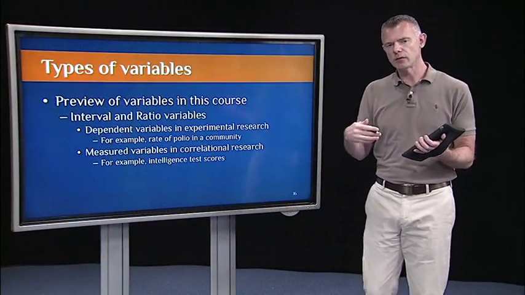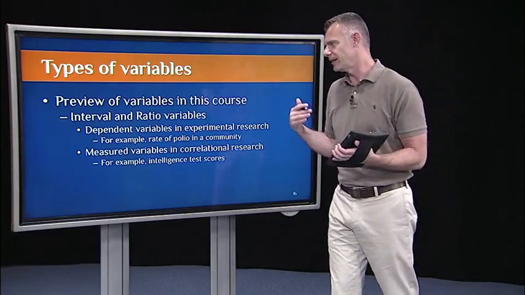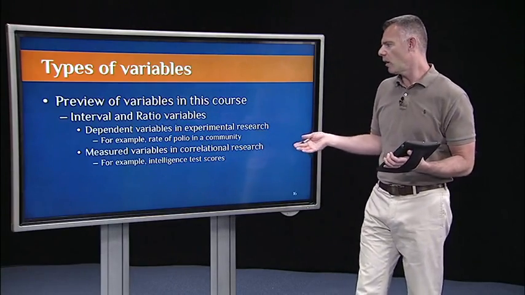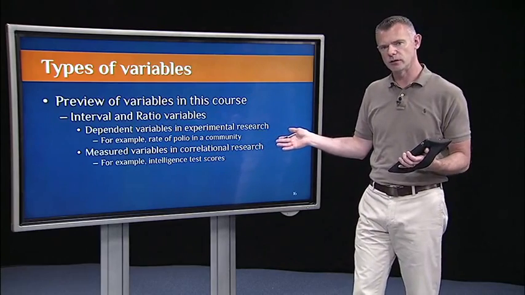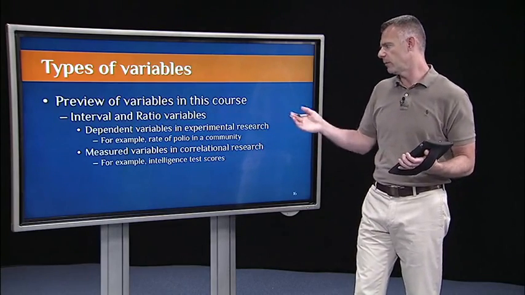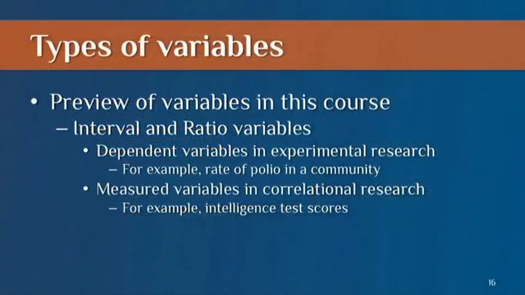We'll typically use interval and ratio variables as our dependent variables, or as our measured variables in correlational research. So, for example, the rate of polio in a community, like how many kids out of 1,000 acquired polio after the vaccine, that was our dependent variable. Or we could look at score on an intelligence test or score on a personality survey. Those are in the interval ratio type.